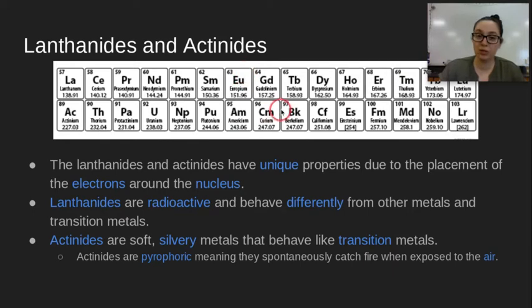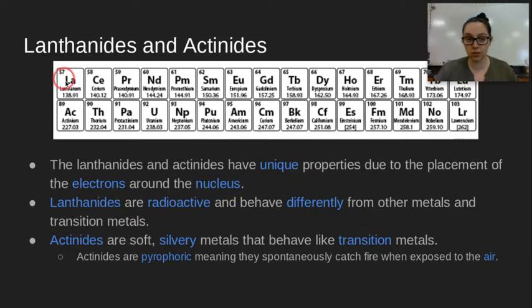We have 2 unique periods. That's at the very bottom of your periodic table. These guys right here. And these are called your lanthanides and actinides. So your lanthanides, which is this top row, and your actinides, which is this bottom row, they have very unique properties due to the placements of the electrons around the nucleus.